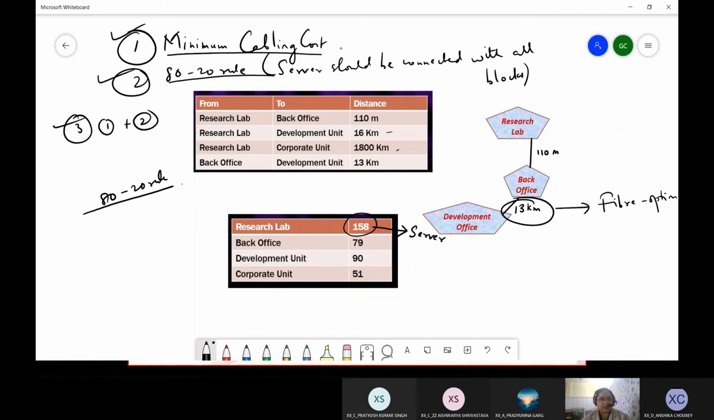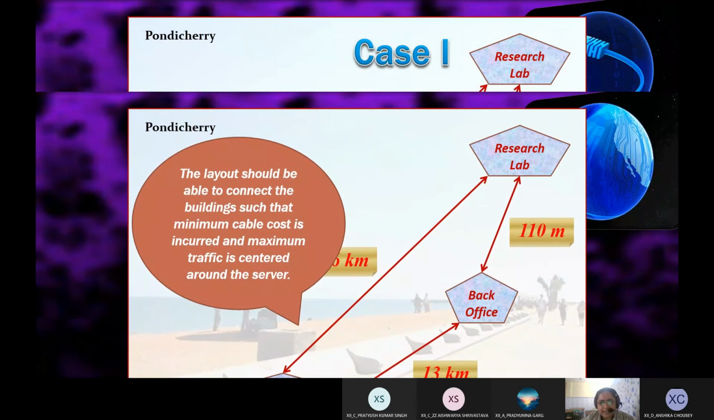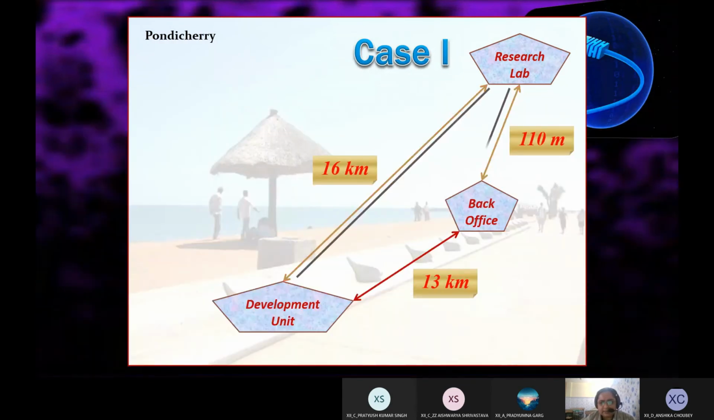So first we are going to see minimum cabling cost. Minimum cabling cost is a straightforward method. You just have to see that all buildings are connected to each other, provided the distance between the buildings is very less. So let's see. First case is connecting these two, that is development unit and research lab, because research lab is the one which has the server.